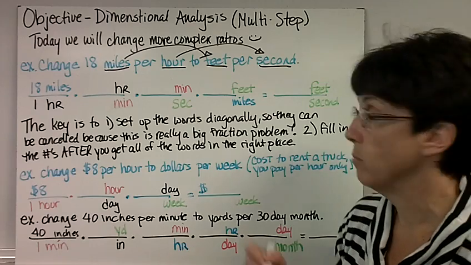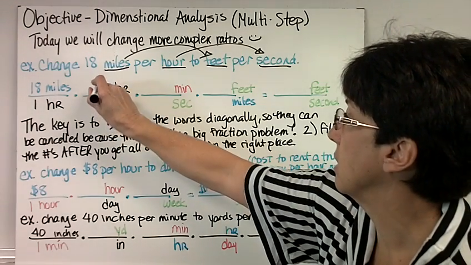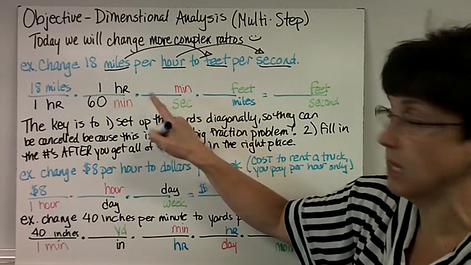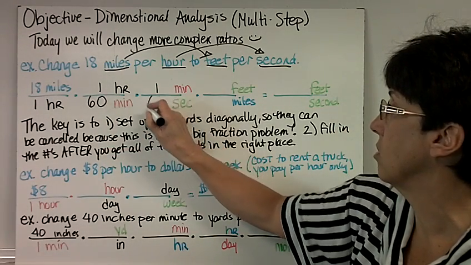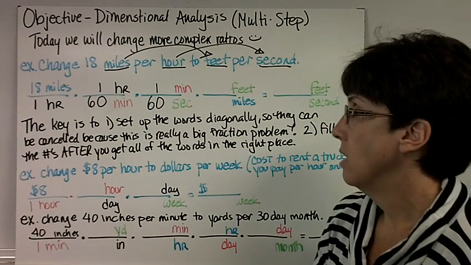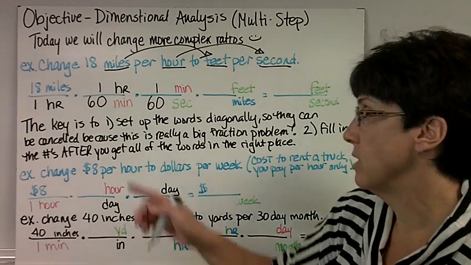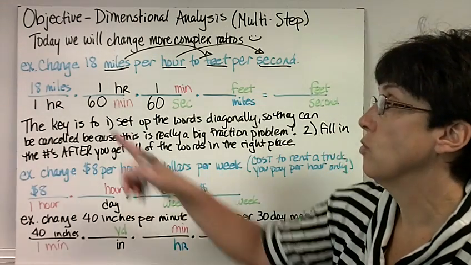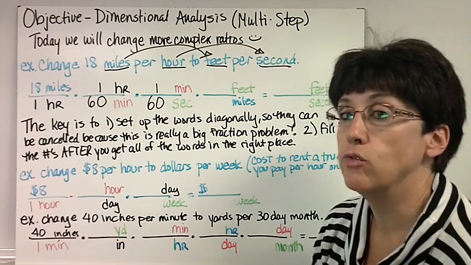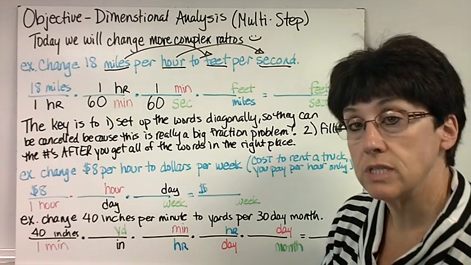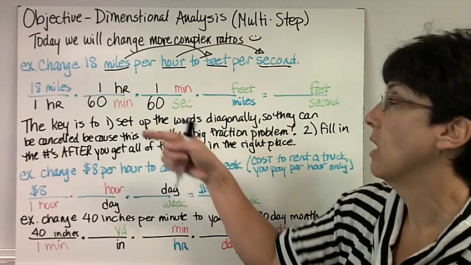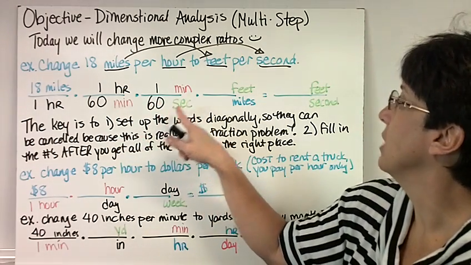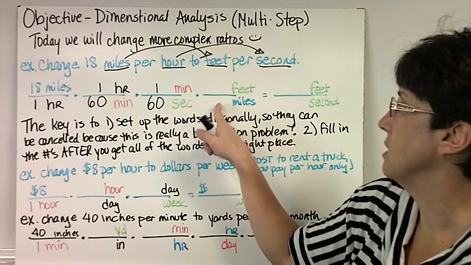Now let's fill in our numbers. Hours to minutes. In 1 hour, there are 60 minutes. Minutes to seconds. In 1 minute, there are 60 seconds. So maybe you can remember this. What's 60 times 60? 3,600. So in 1 hour, there are 3,600 seconds. So if you know that, you could save yourself a step. Okay? I actually do know that. But for teaching you, I don't know that. Okay? Now, let's do our feet and miles.